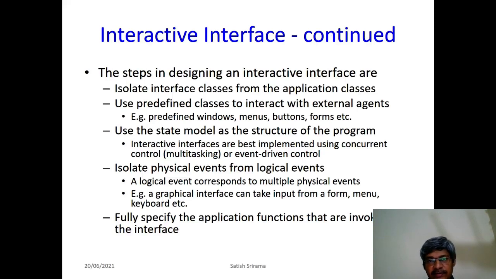Then with interactive interfaces, we should be able to isolate physical events from logical events. A logical event corresponds to multiple physical events in general. For example, an interaction with a graphical interface can take input from a form. You put some information into a form, you click the menu, you use the keyboard, etc. All these are physical events. One logical event is once the form is filled and you are trying to interact. That differentiation you should be able to make; you should be able to isolate both.